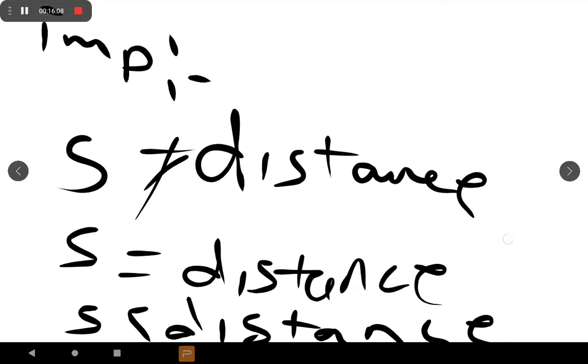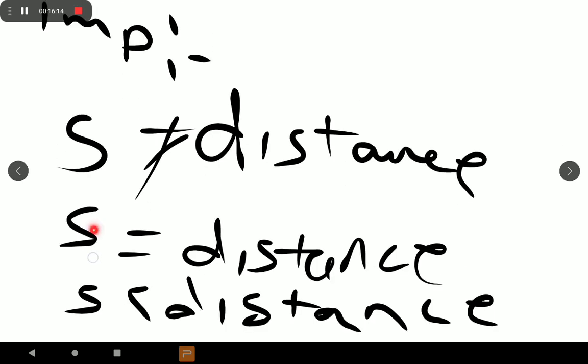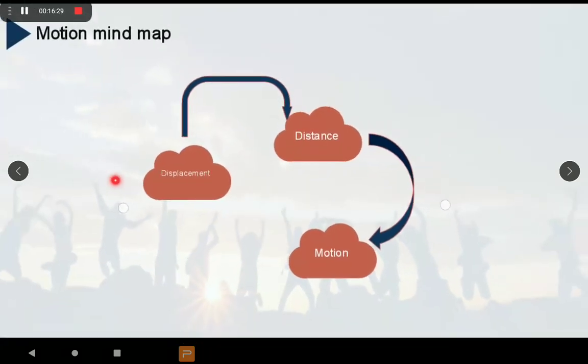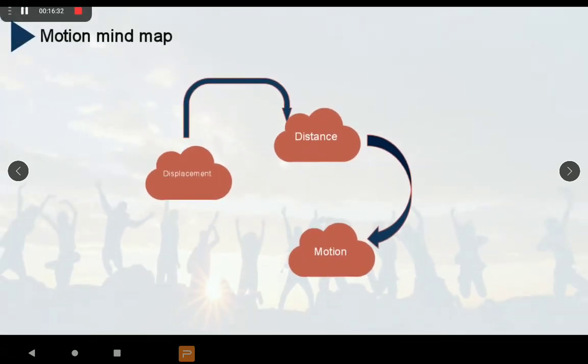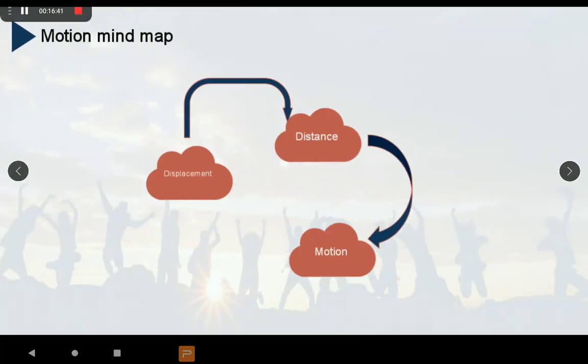And as mentioned, the important points: displacement cannot be greater than the distance. Sometimes displacement can be equal to distance. Displacement is generally lesser than the distance. Here is a simple mind map so that you can understand what you have learned today. Displacement and distance both come under the topic of motion. Displacement is the shortest path; distance is the change in position; motion is the change in position with respect to time.